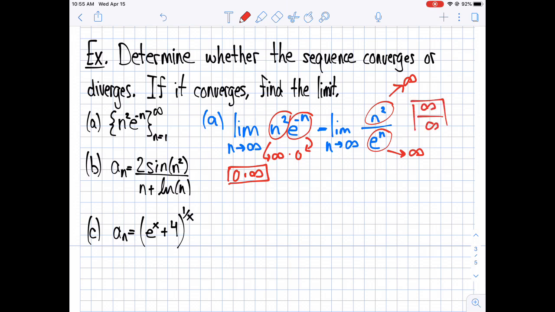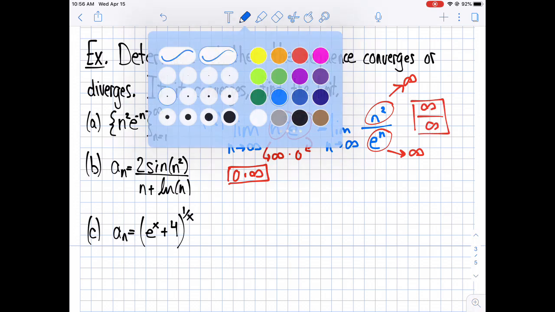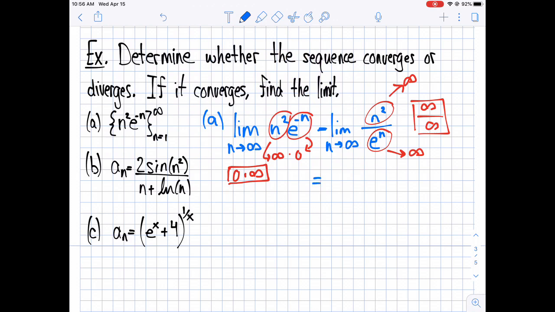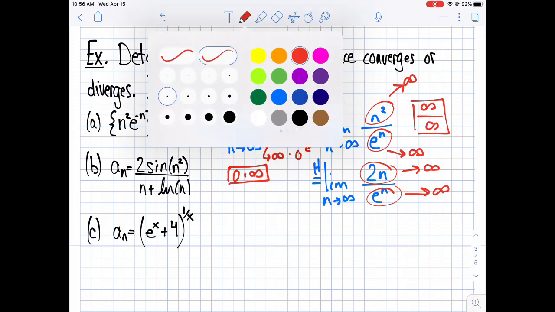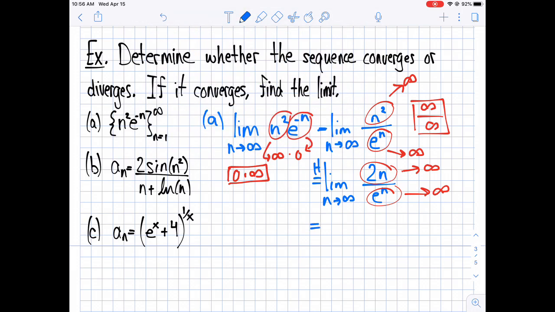Okay, so now we're perfectly set up to do L'Hopital's rule. Let's see what we end up with. So we have here limit as n approaches infinity. We have 2n in the numerator. And the denominator here, we have the derivative of e to the n will be e to the n. So now there's nothing really to clean up. There's nothing to simplify. We can check direct substitution, but unfortunately we still have infinity over infinity. So we can do L'Hopital's rule here one more time.